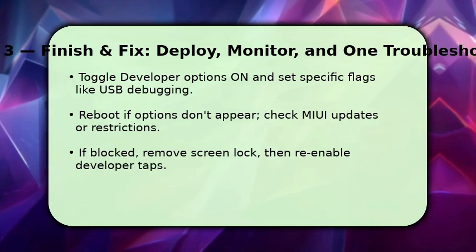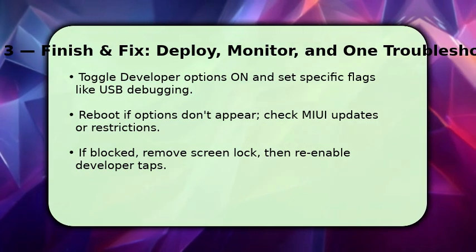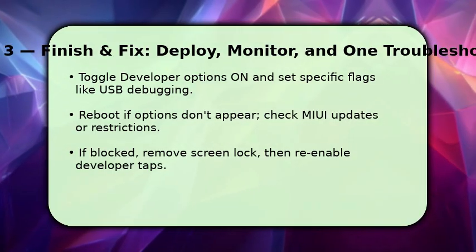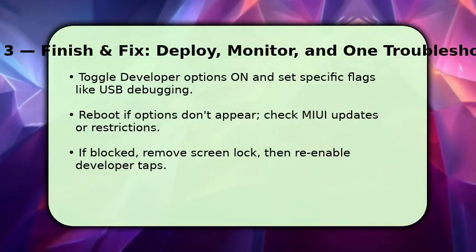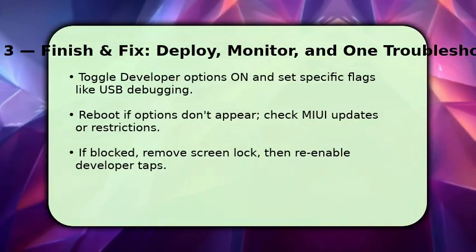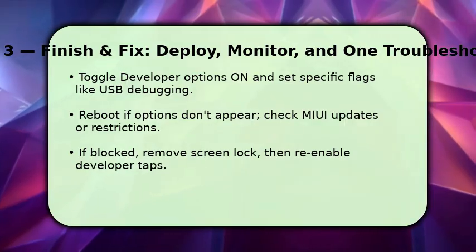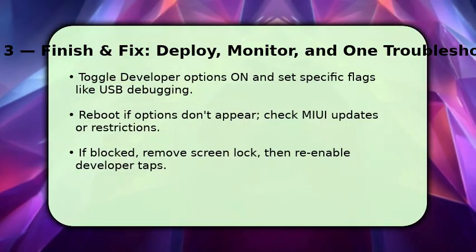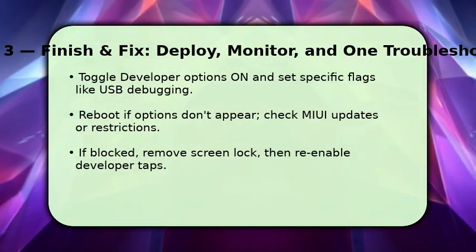If the menu doesn't appear, reboot the phone and check for MIUI updates or carrier restrictions, because software can hide advanced menus. If taps failed initially, temporarily remove or change your screen lock and repeat the 7 taps. Make sure to re-enable your preferred lock afterward. One troubleshooting tip: reboot after changes to ensure settings take effect.